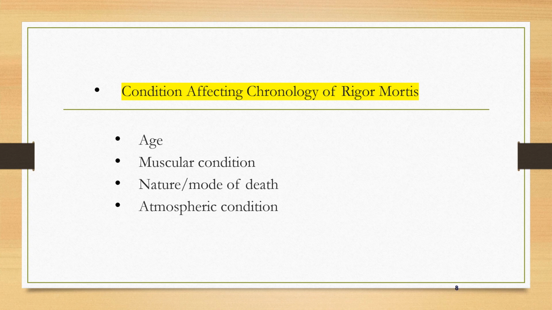As we discussed last time, death can be natural or unnatural. In natural death, the normal chronology of rigor mortis sets up. In unnatural death like accident, suicide or homicide, depending on the activity of the muscle, the rigor mortis will take time, and according to the mode of death, whether suicidal or homicidal, rigor mortis will also be different.